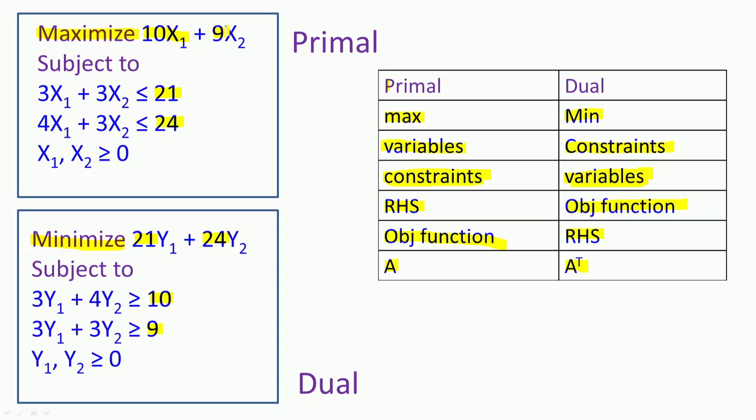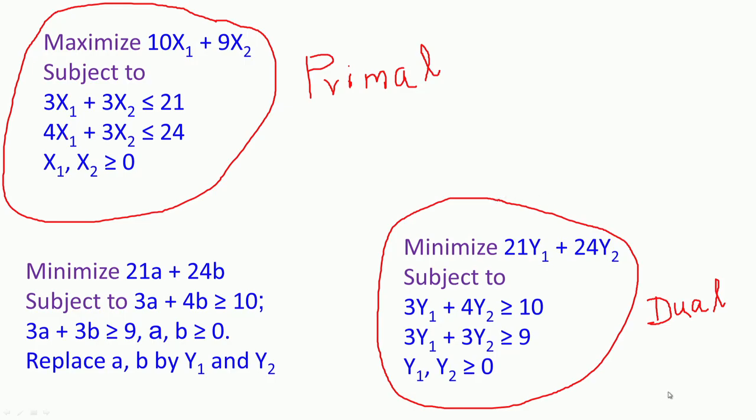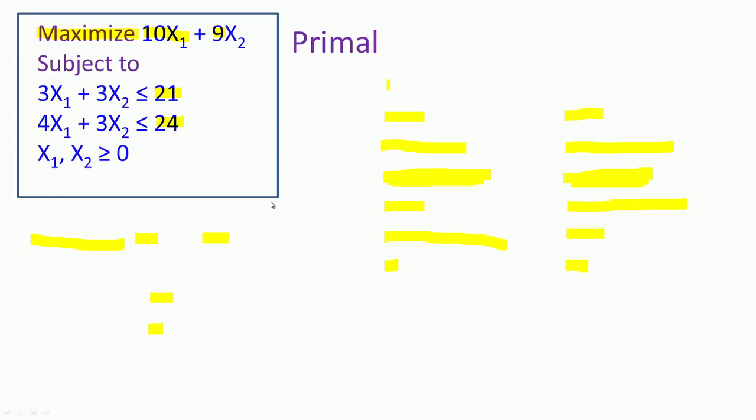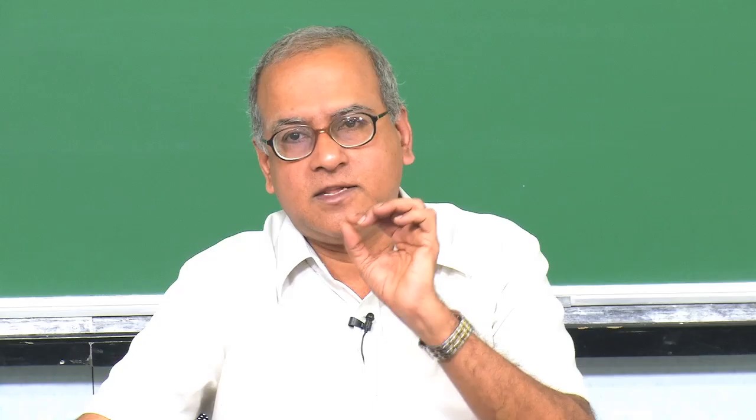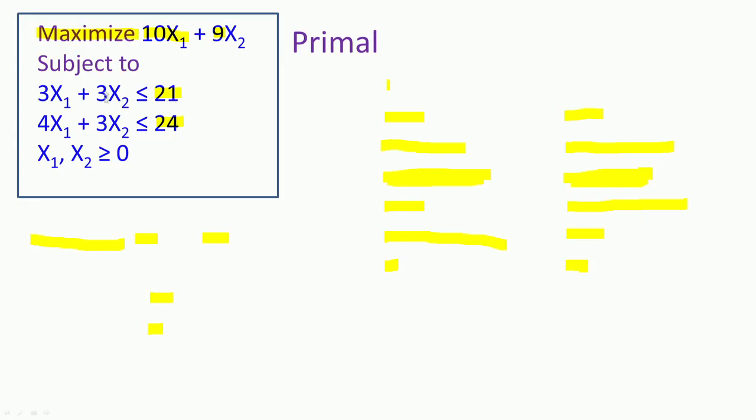I can say that if the primal is maximize 10x1 plus 9x2 subject to this, I will now go back and say that if I have this primal and I want to write the dual, the primal has two constraints.